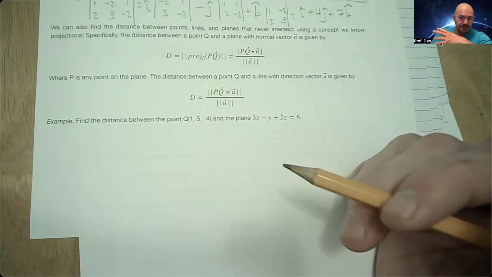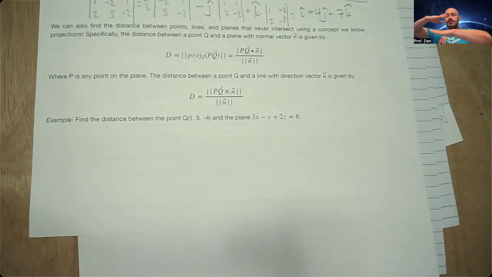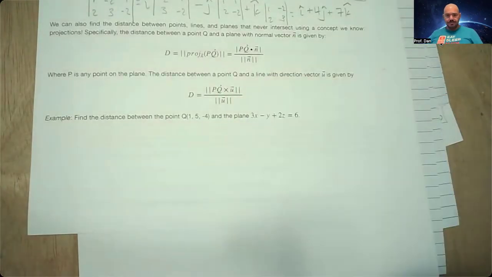And for other combinations, just remember, if I want to find the distance between two planes, I can always just pick a point on the top plane and find its distance from the bottom plane. Or if I have two parallel lines, I can do the same thing. Pick a point on one of the lines and then use this formula from the other line.